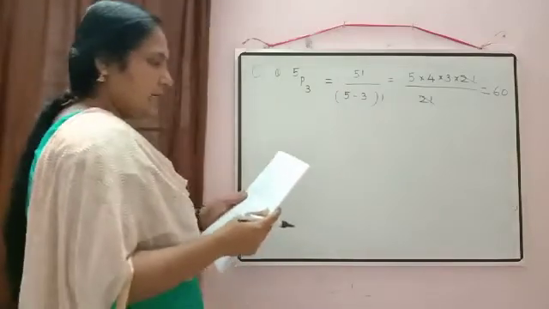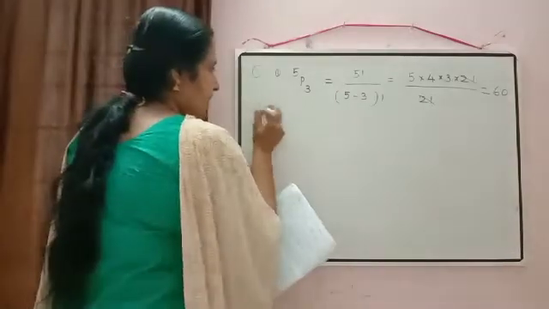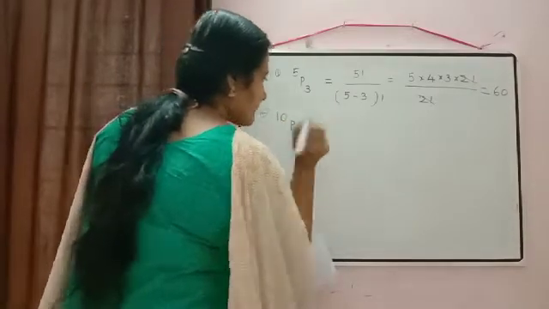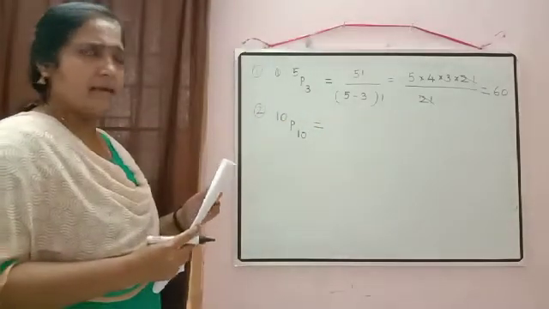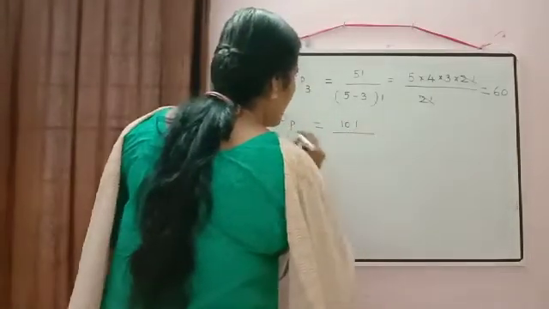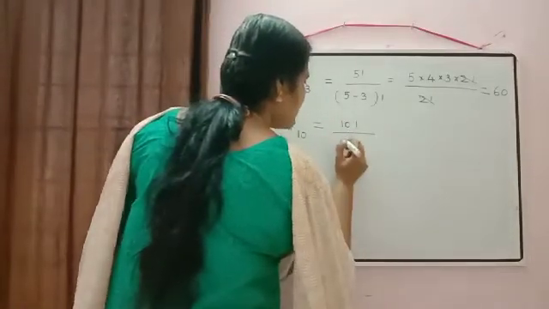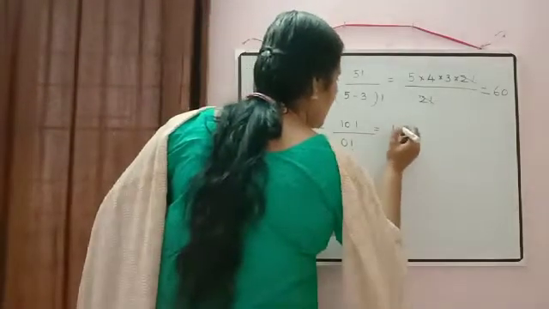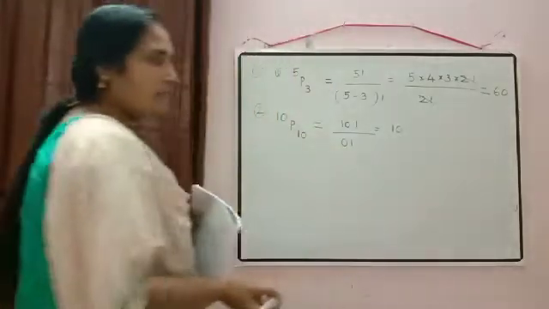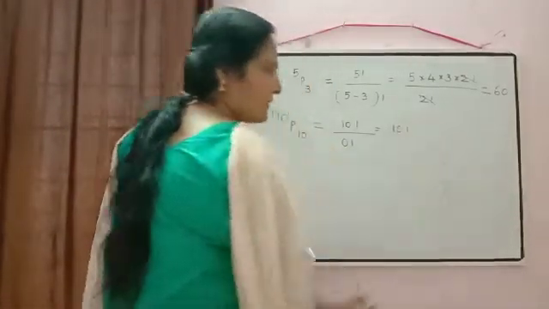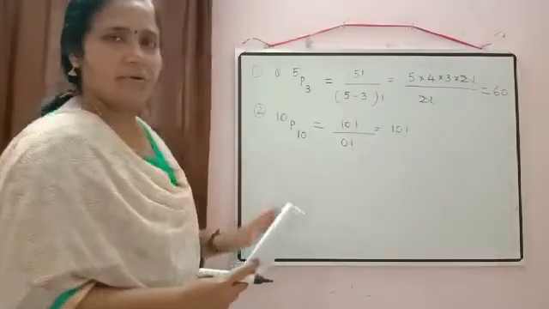Then next one, 10P10. What will come, 10P10? Yes, it will be equal to 10 factorial by (10 minus 10) factorial. So that will be equal to 0 factorial in the denominator, so it will come here 10 factorial. What is the value of 0 factorial? 0 factorial is 1. So 10P10 is equal to 10 factorial.